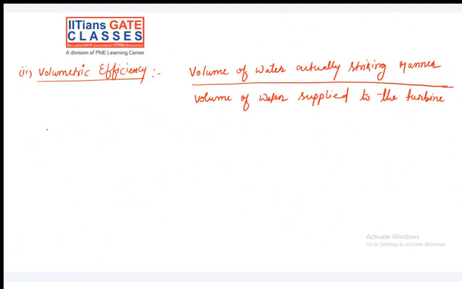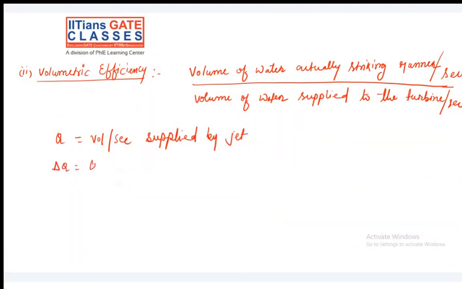And what is the problem here? Why is this value not 1? Because if Q is the volume per second supplied by Z, and we can write that this is per second, this is also per second, then delta Q is the leakage loss, which means this is the amount of water which is being leaked.